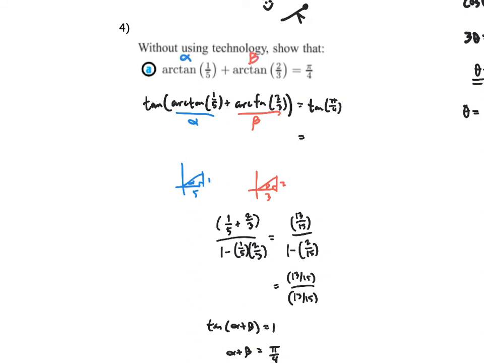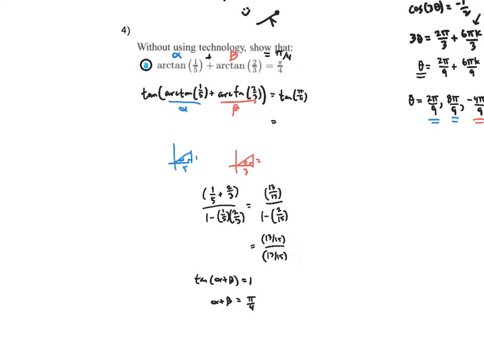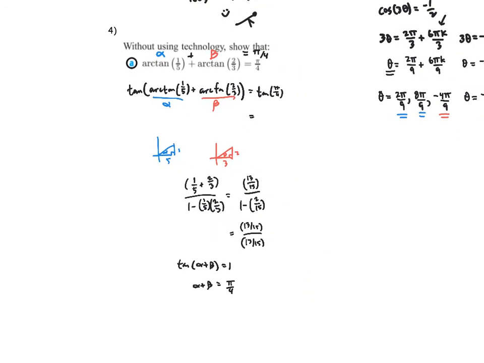I had called that beta. I've now shown that alpha plus beta must equal pi over 4. Outstanding. All right, we've got one more question left. It's going to be a previous exam question, and then we'll be good for today.